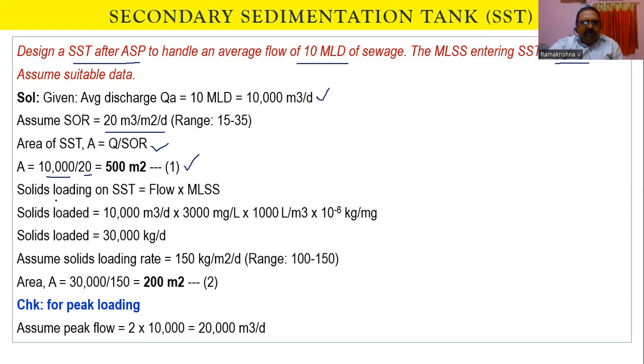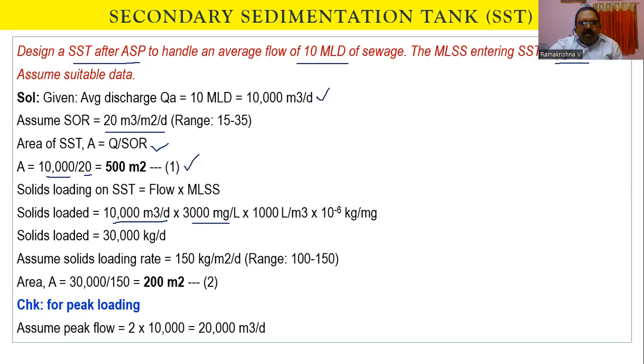Now first of all, we will calculate solids loading on the secondary sedimentation tank. This is nothing but flow rate multiplied by MLSS. How much is solids loaded now? 10,000 meter cube per day, this is the average flow rate, into 3000 milligrams per liter, right? This is the solids loading coming on MLSS.